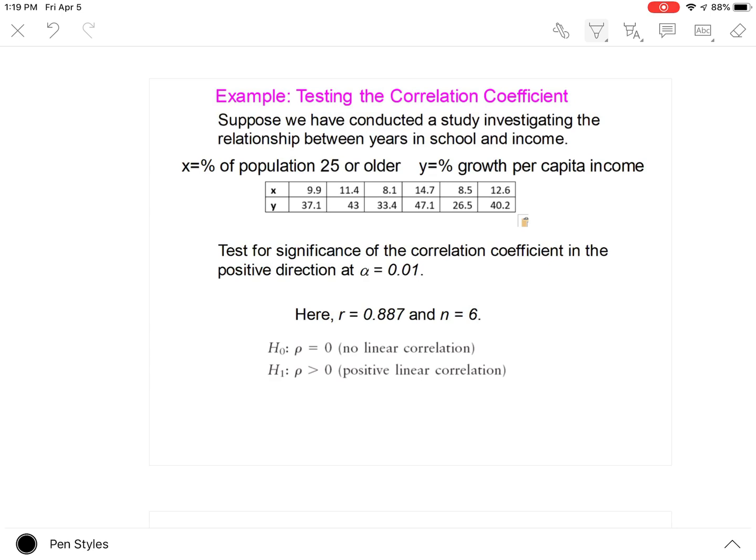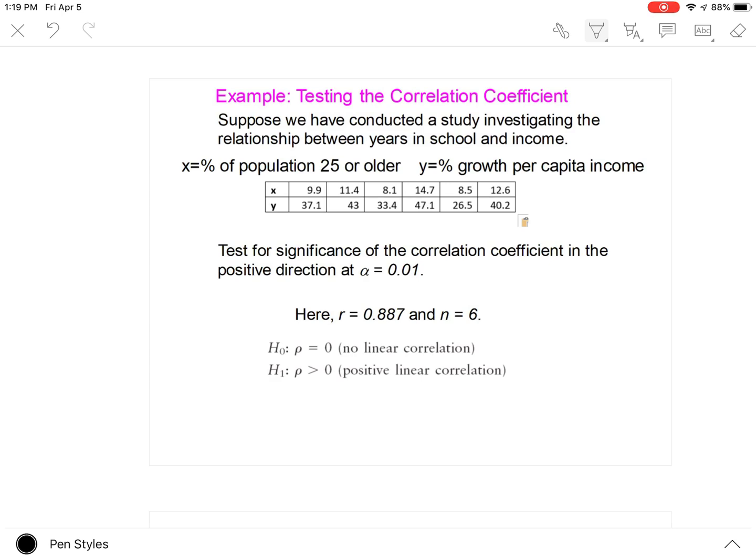Okay, so here's some data. Took this out of the book. x is the percent of population 25 or older. y is the percent of growth per capita in income. It's talking about the relationship between the years of school and a particular person's income. So in this one town, 9.9% of the population was 25 or older, and their percent growth per capita income is 37.1. So we'll talk about the context of the problem.